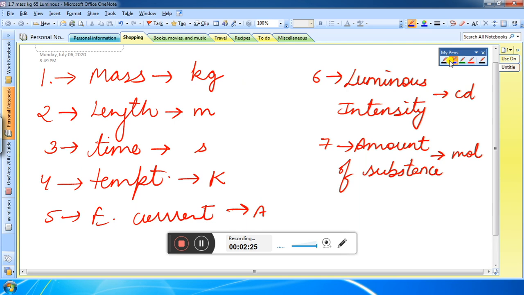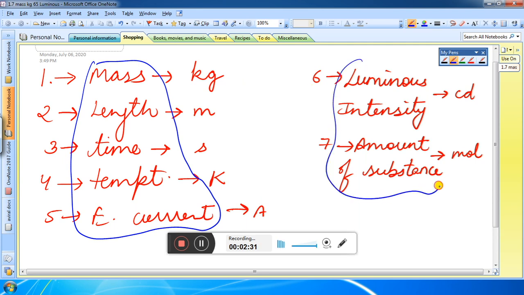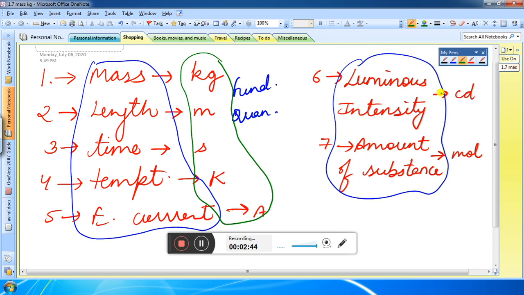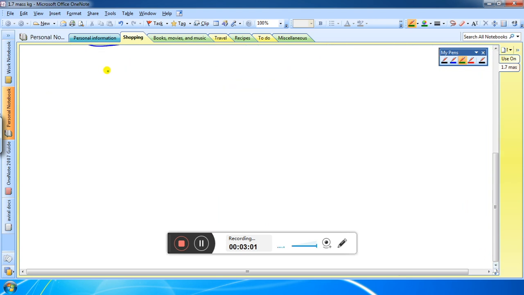So what we can say is that we have seven fundamental quantities, and 7 only, and for these 7 only we have fundamental units, right? So we studied in a manifold way about all these things. Let us see a few more things about derived units, right? Let us take some examples, and then you will have sufficient knowledge about all these types of units.